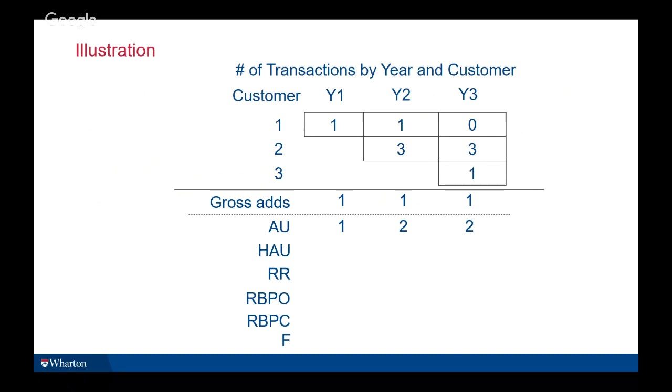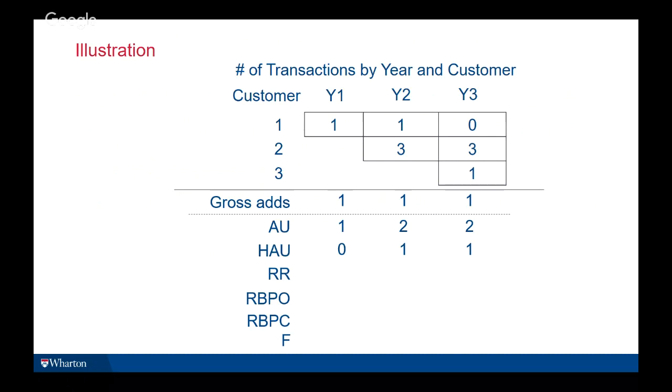Heavy active users is the number of customers who make 2 or more purchases within a particular year. So we see no one made 2 or more purchases in year 1, but we had 1 customer in both years 2 and 3 who made more than 1 purchase. So it's 0, 1, and 1.